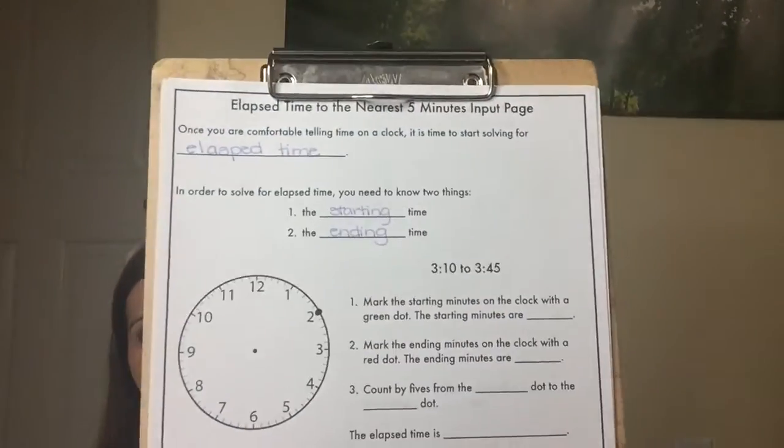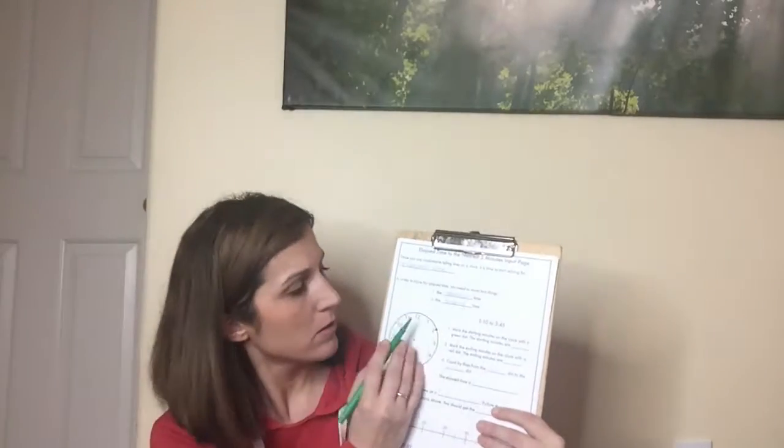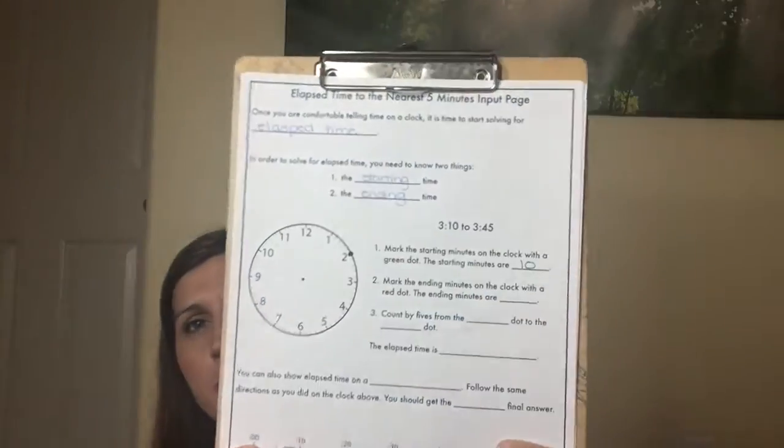Okay, so it says mark the starting minutes on the clock with a green dot. Notice it doesn't talk about the hour. We don't care about the hour because the hour is staying the same. It's 3 to 3. So for our minutes, they start at 3:10. So I'm going to put a dot where 10 minutes would be on the clock. And that's right at 2, because I can count 5, 10, or I could count all the individual spaces and get 10 again. So that's where it starts. The starting minutes are 10. I'm going to put it right there in my green since I have my green out.